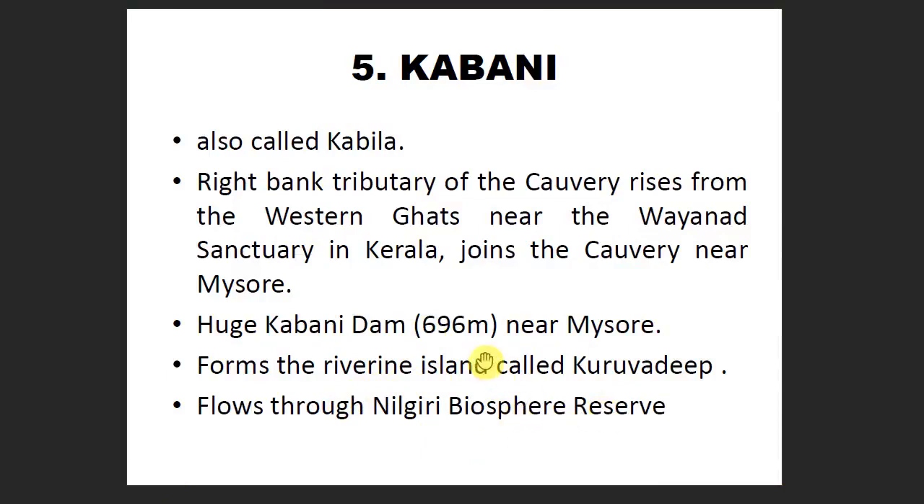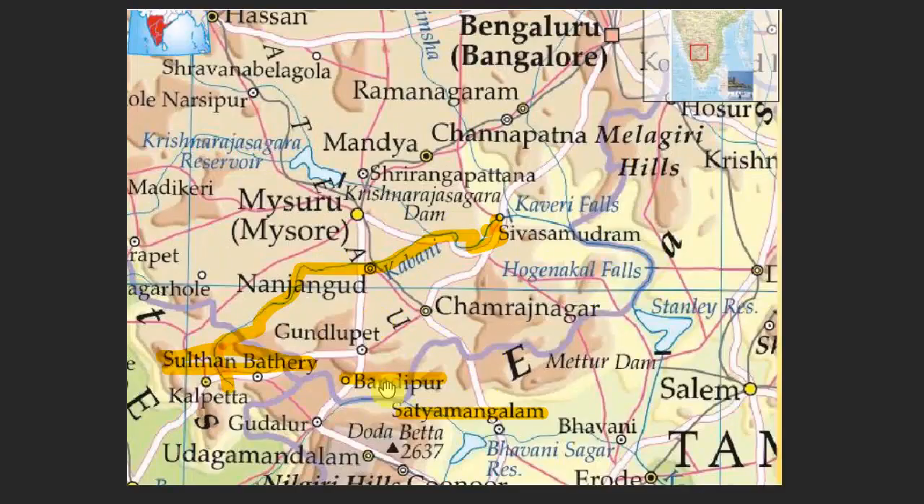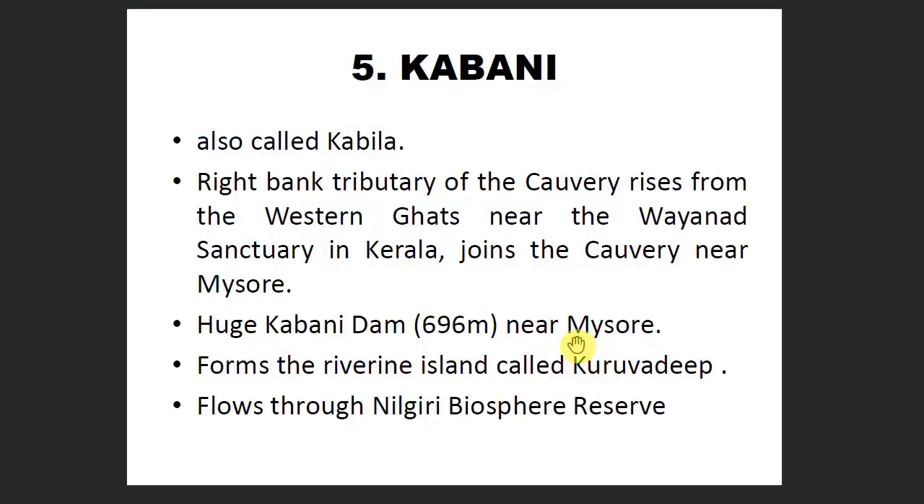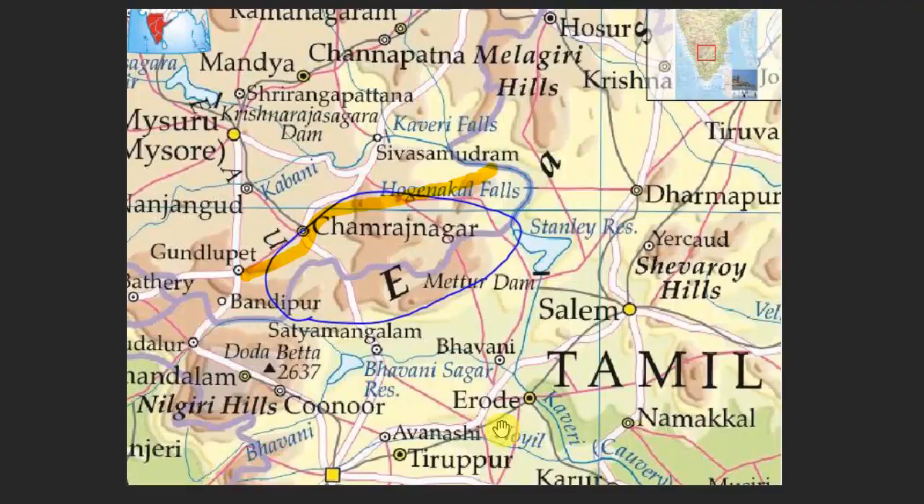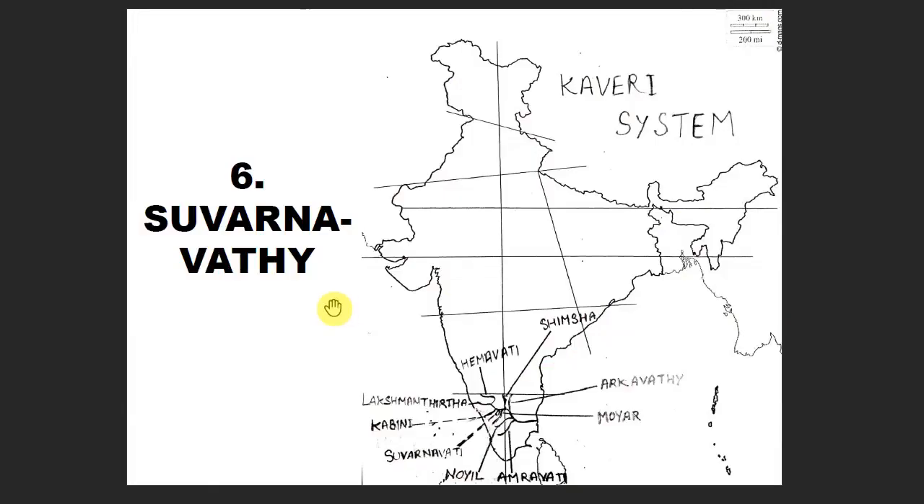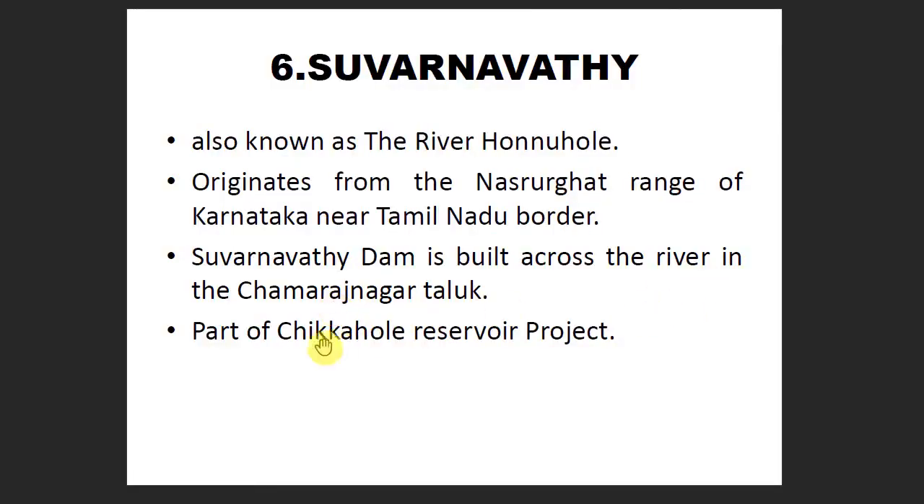As we saw, these rivers are located very close by, and almost all of them form the lifeline of the national parks or the wildlife sanctuaries located in this region. Suvarnavathy river, south of it, somewhere again in this region, not properly represented. It originates from the Chamarajanagar taluk, almost the southernmost part of Karnataka, and it's part of the Chikkahole Reservoir project.